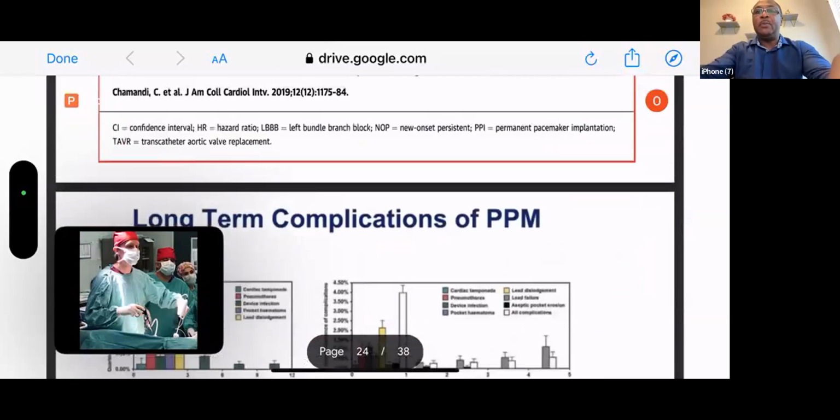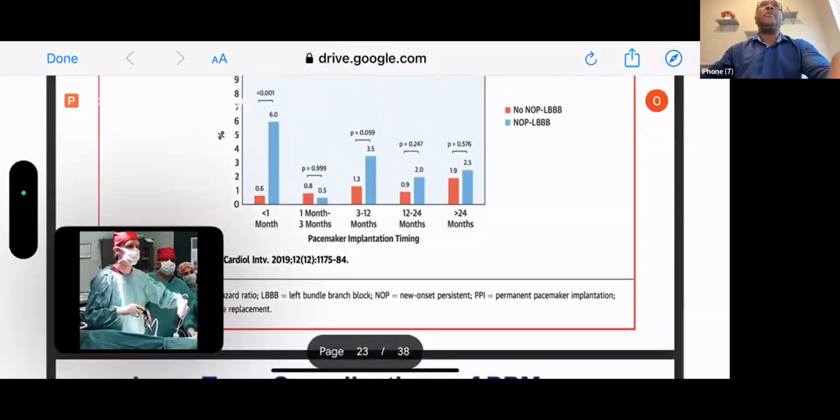All right, so we talked about the incidence and timing of permanent pacemaker placement post-TAVR. The majority of them, you can see here, who had a persistent left bundle branch block got theirs in less than 1 month, but even after 2 years, some still got theirs. The difference here was not statistically significant for 12 to 24 months, and it's borderline for 3 to 12 months. But the majority got theirs in less than 1 month.